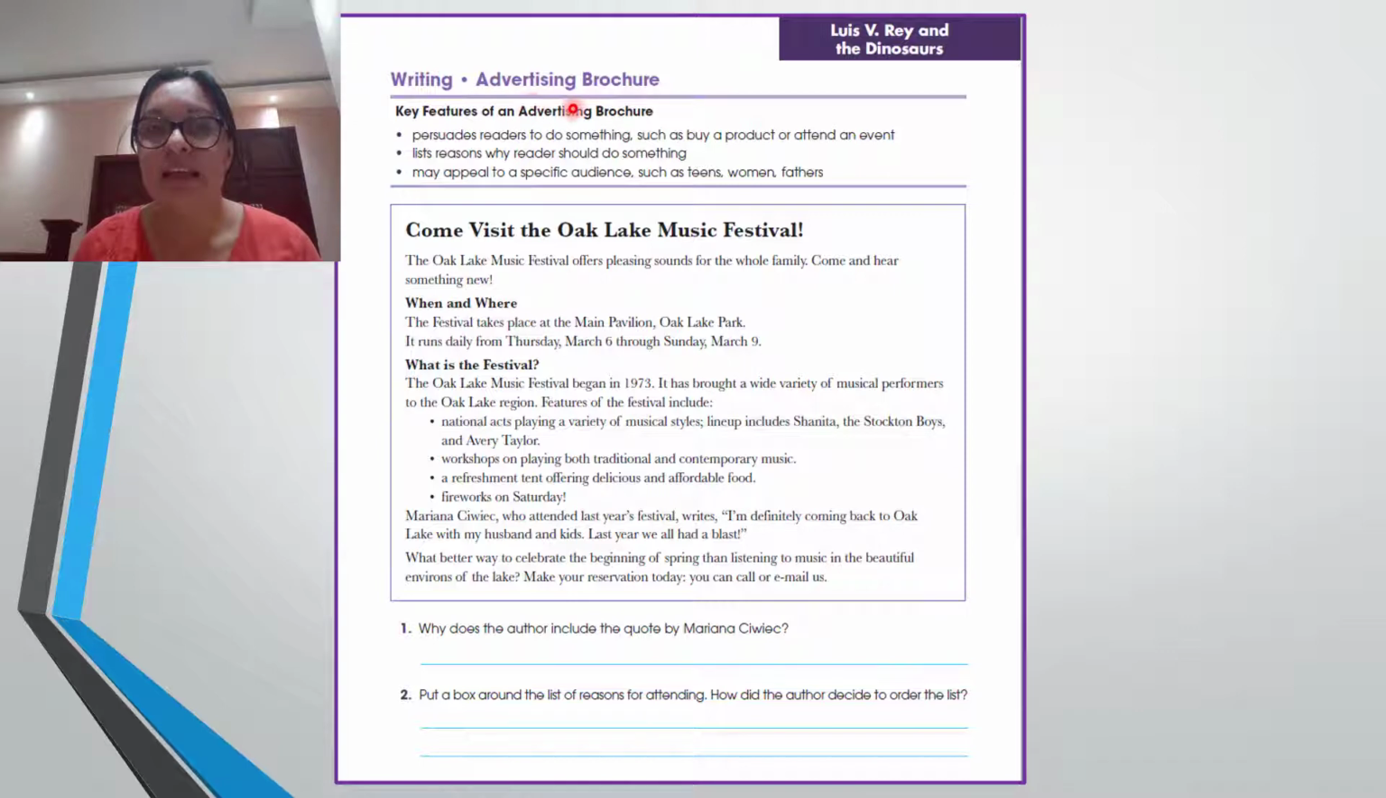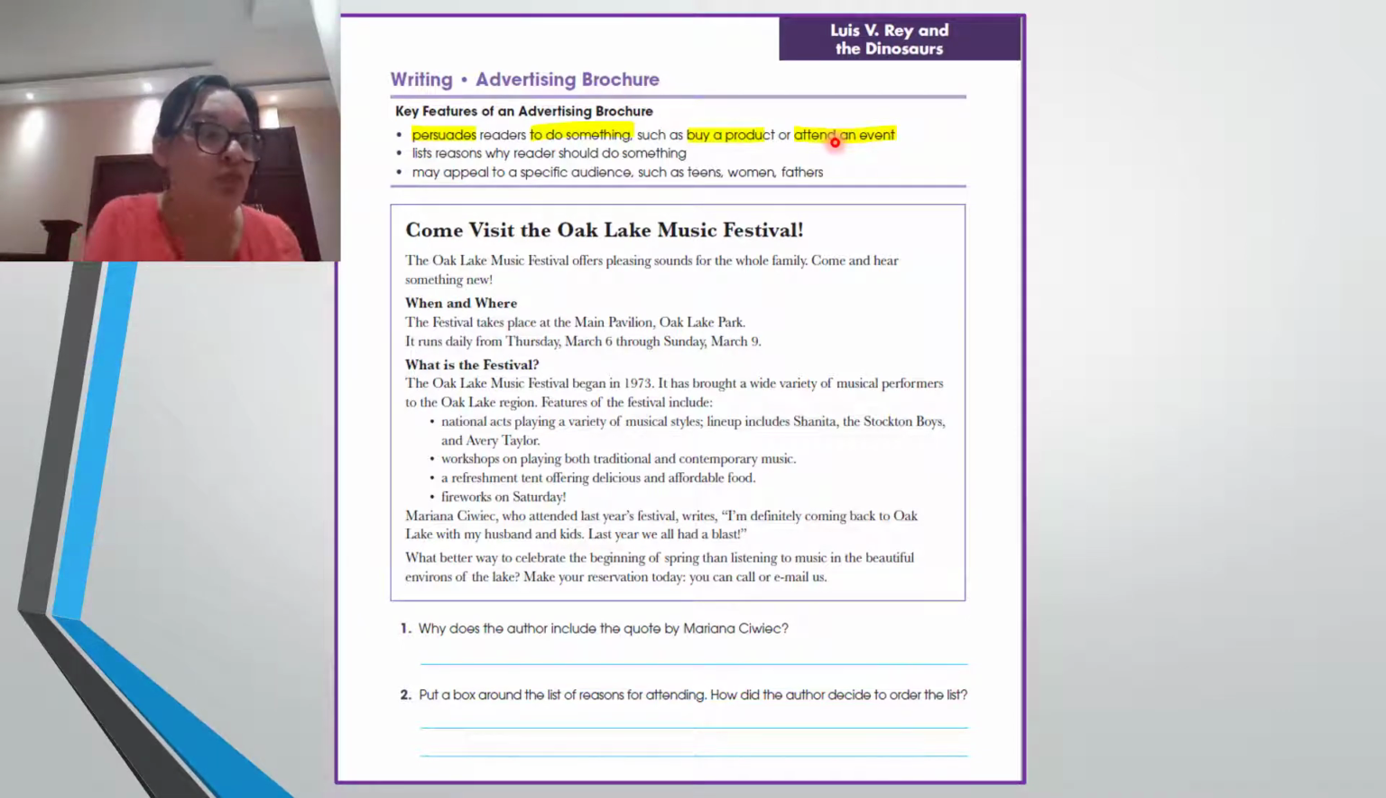And in 129 we are going to learn what the characteristics or the features of an advertising brochure are. So let's see number 1. The first one says that it persuades readers, or tries to convince readers to do something. For example, to convince you to buy a product or attend an event or go to an event. So these are examples of what you can use a brochure for. So persuades or tries to convince.